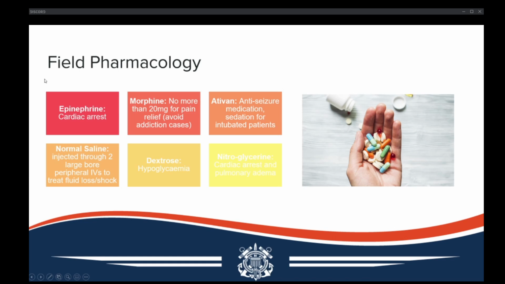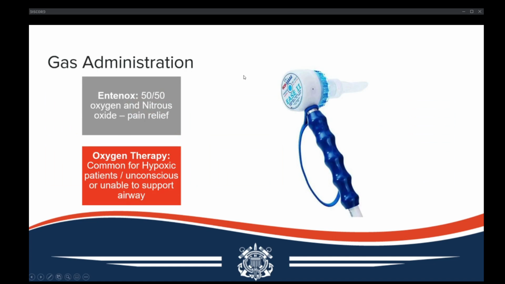There's a few medications you can give on the field that are useful for the patient. So epinephrine, I'm sure you've all heard of EpiPens. It's obviously also given for major allergic reactions, but essentially all it does is help promote electrical impulses to the heart. So it's obviously more complicated than that, but that's pretty much all you need to know.